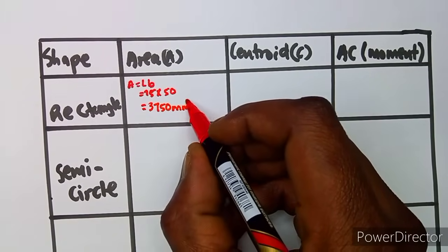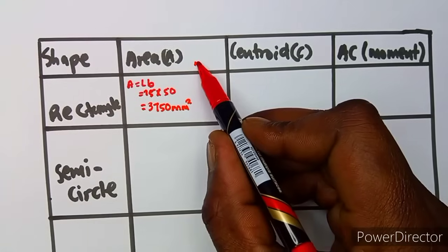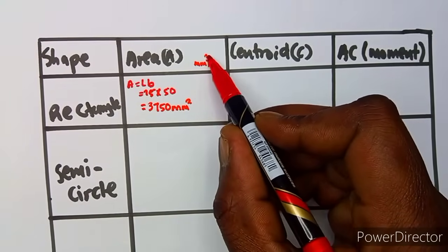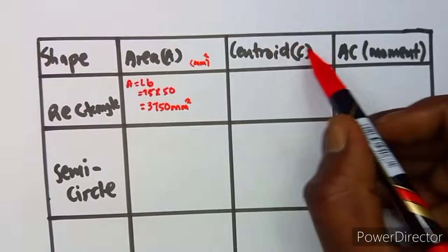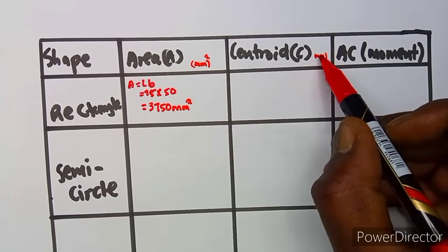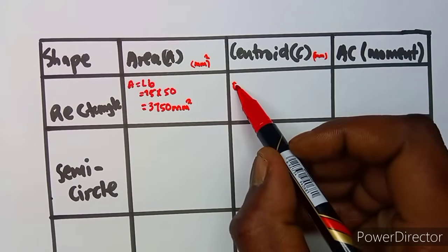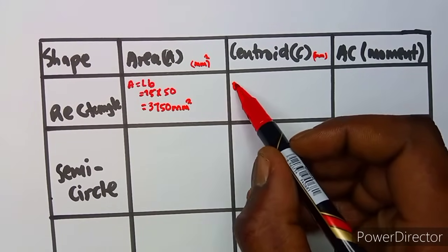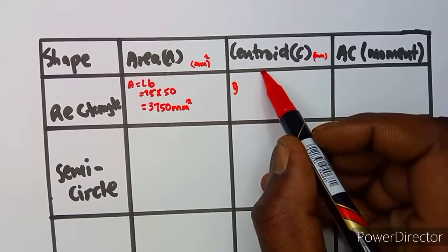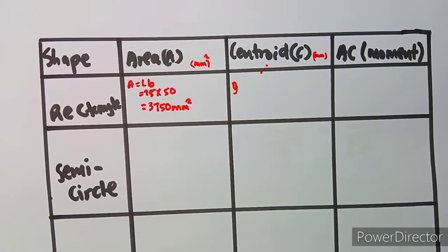3750, that's square millimeters. So this area is actually in what? In square units, that is square millimeters. And this is just millimeters, your centroid. Okay, so what is going to be the centroid, which is the actual value of what? Of y.